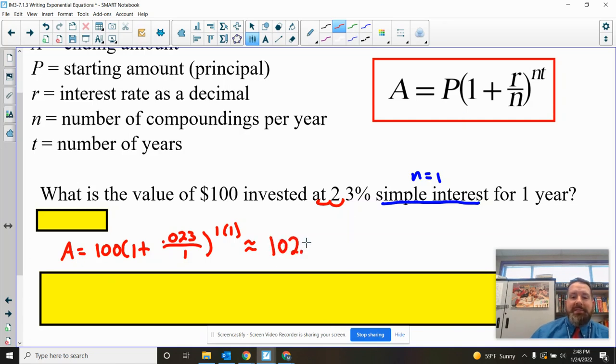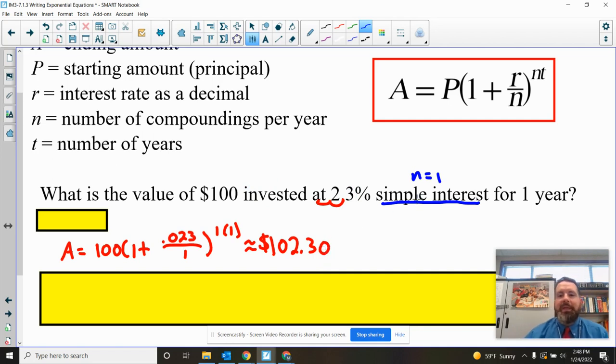Now, here's the thing. I hope that makes sense. Let's just think for a minute. 2.3% of 100. Well, that's just $2.30. So add that on to the $100 you already had. That's where you now have $102.30.